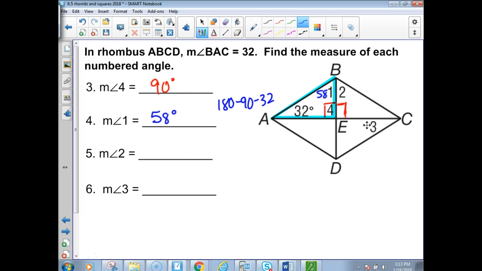What other angle is 58? Because the diagonals bisect opposite angles. Angle 2. All right, 58. And then what's angle 3? Yeah, 32, because these two would be 32 and these two would be 32. Okay, so angle 3 is 32. Actually, easier than parallelograms.